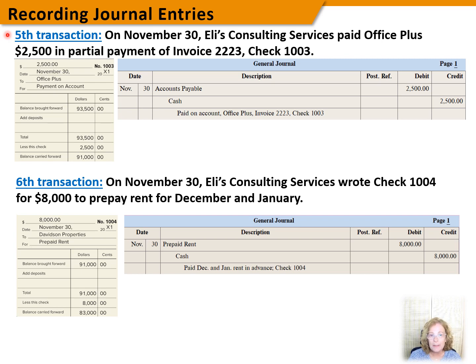For our fifth transaction, Eli's Consulting Services paid Office Plus $2,500 in partial payment of invoice 2223, check 1003. In this case, we have the original invoice from Office Plus for $6,000, which would serve as support, but we would also need a copy of the check, or the Zelle or Venmo payment record would be good additional support. The auditor might even ask for verification from Office Deluxe directly.